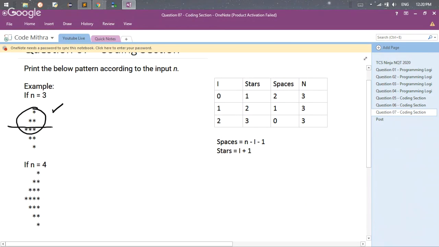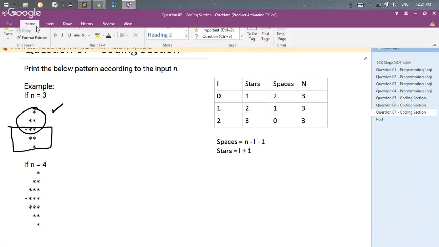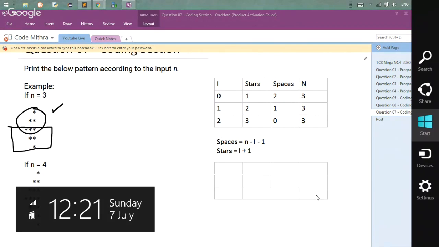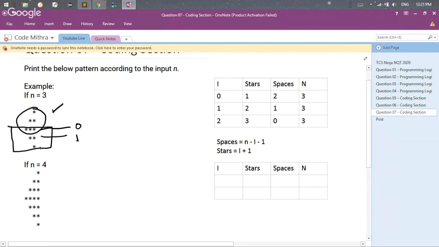Now let's understand how we code for the second block. For the second block as well, I'm going to quickly write one more table which will answer for my second block of code. First I'll create a table which will answer for spaces and then stars. Here I will say i is 0, here i is 1, here i is 2. And then let's figure out how we combine these two tables, later on.